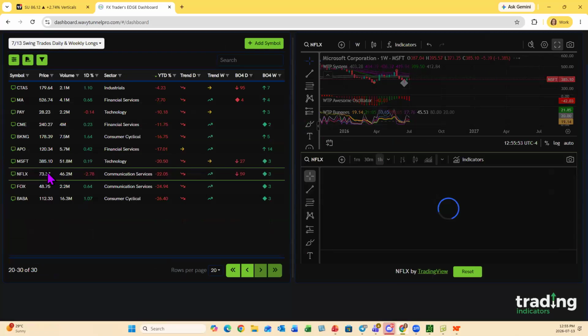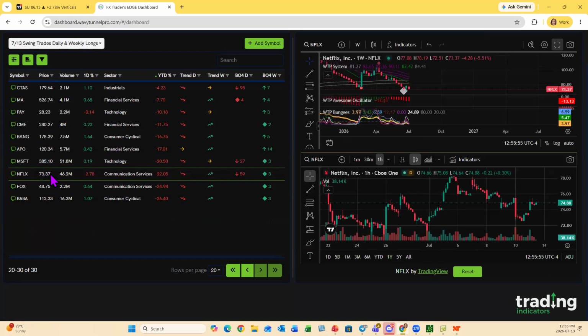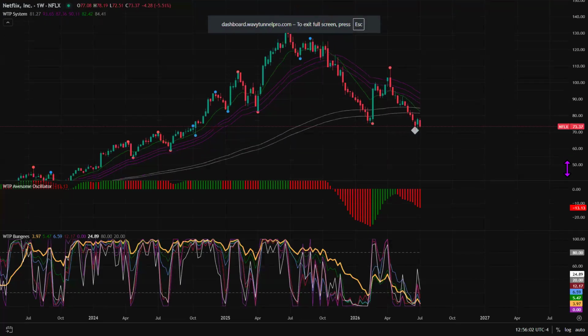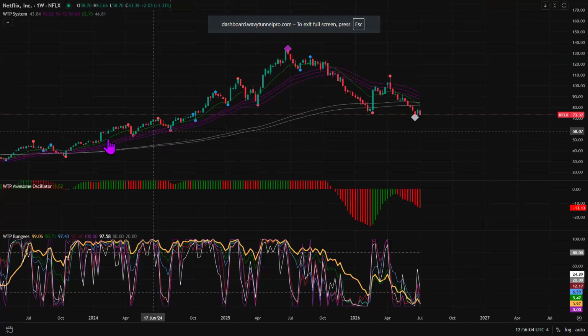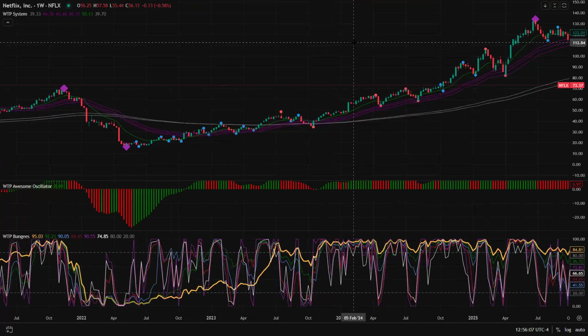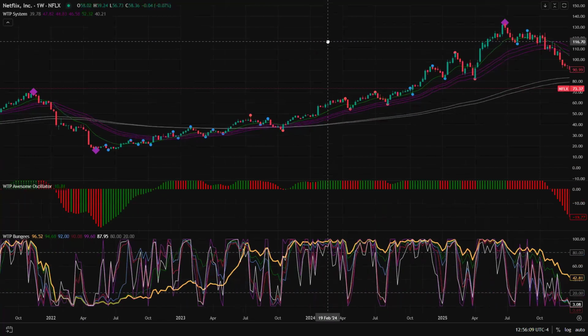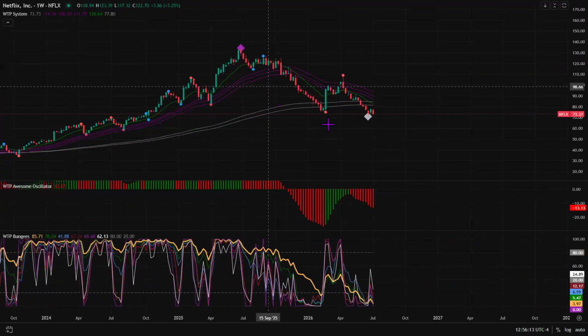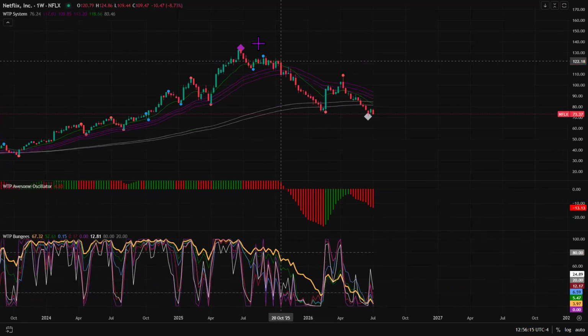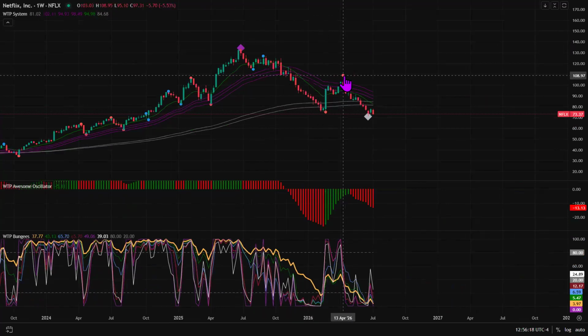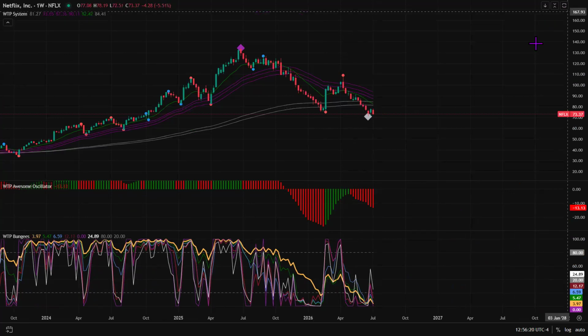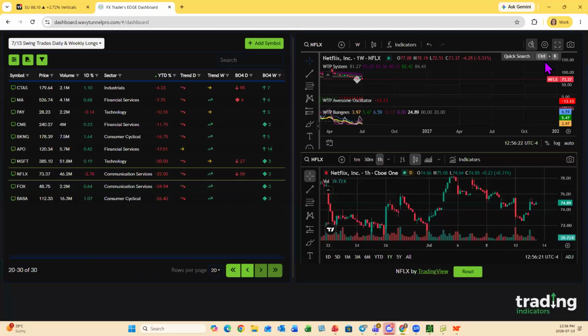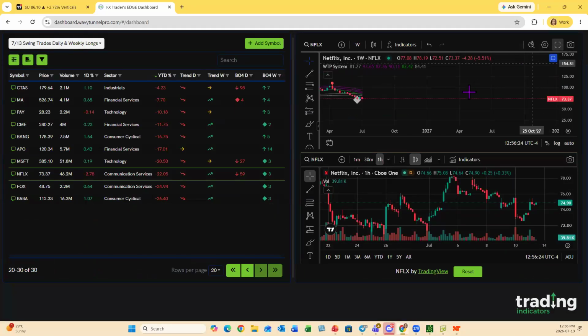Now, Netflix is interesting. Currently trading at 74.88, so we're just up a little bit from the close. Yeah, Netflix. Nice uptrend. This is the weekly chart, so a nice strong uptrend. Huge move down. Let's run the Fibonacci to see how far it actually corrected.